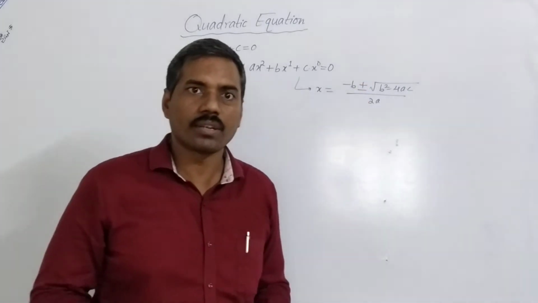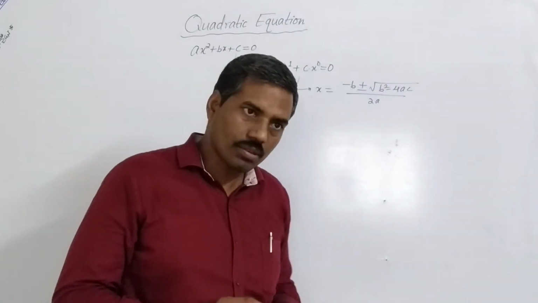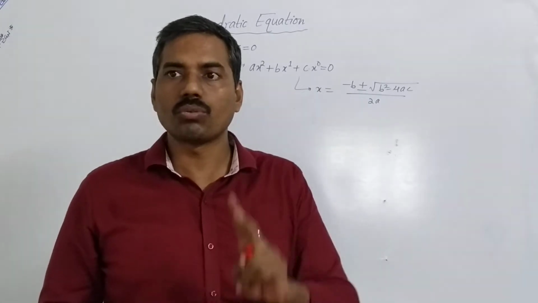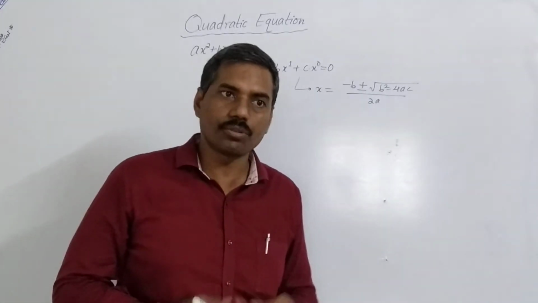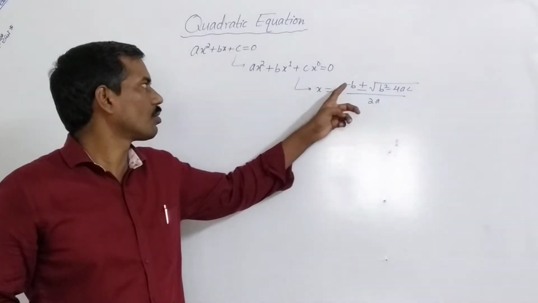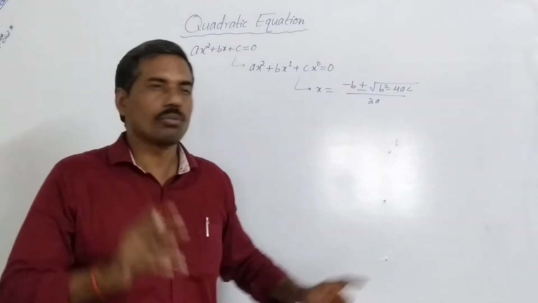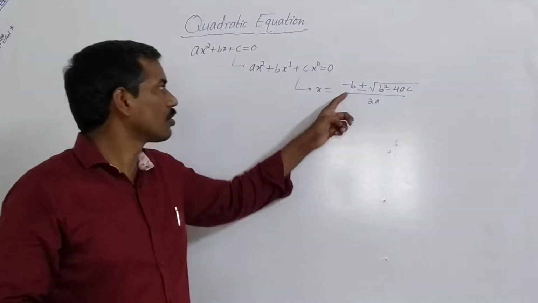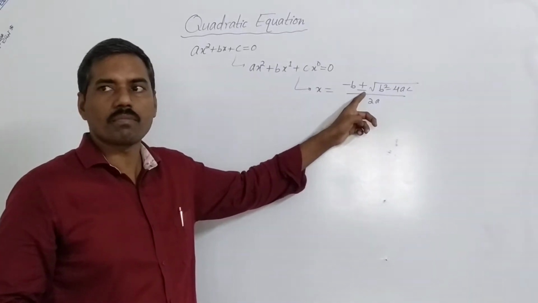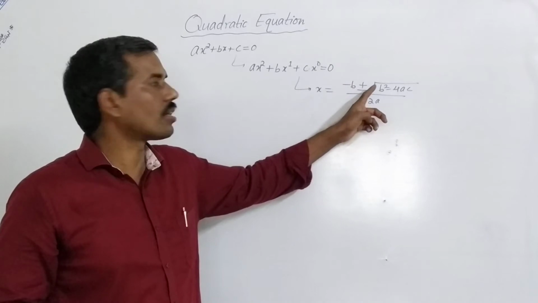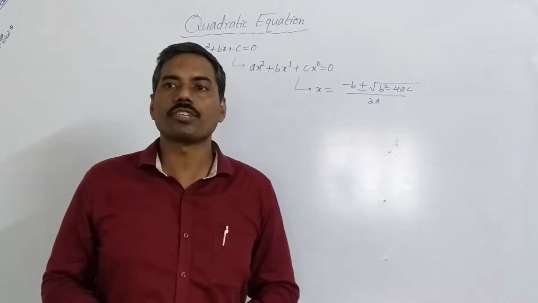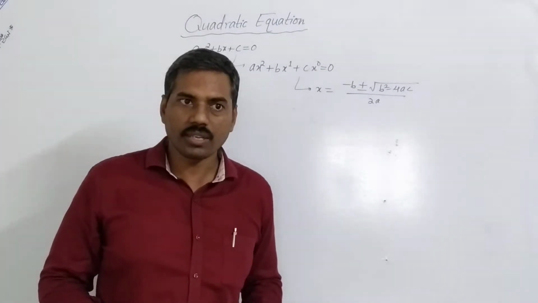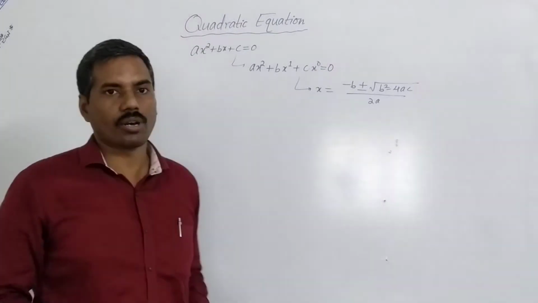I am repeating: since the degree of this quadratic equation is 2, this equation has 2 roots or 2 solutions. The first one is x is equal to minus b plus under root of b square minus 4ac upon 2a. The second one is x is equal to minus b minus under root of b square minus 4ac upon 2a. Clear? Okay, let us derive this formula.